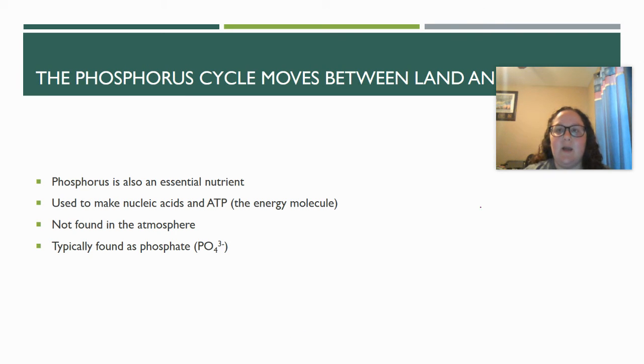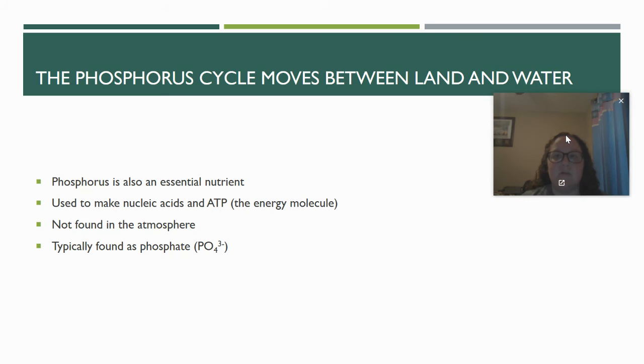Last, let's look at the phosphorus cycle. Phosphorus is also an essential nutrient. It is required for nucleic acids and ATP, our favorite energy molecule. It is not found in the atmosphere, and it is typically found in the form of phosphate.